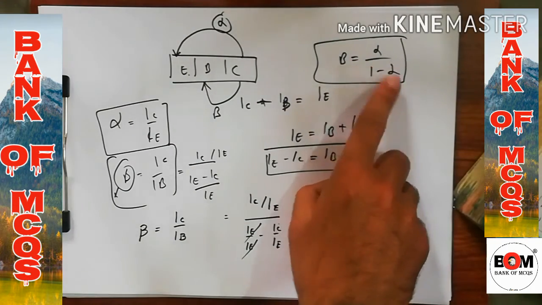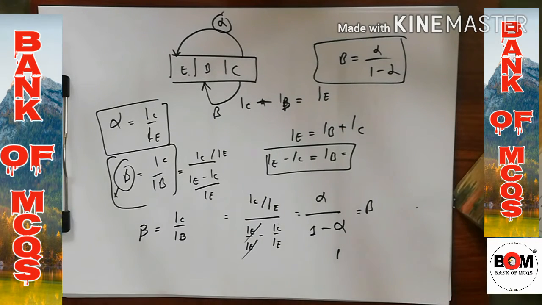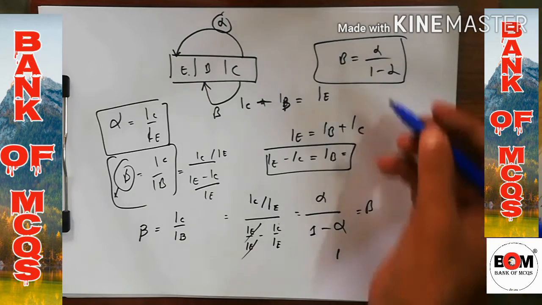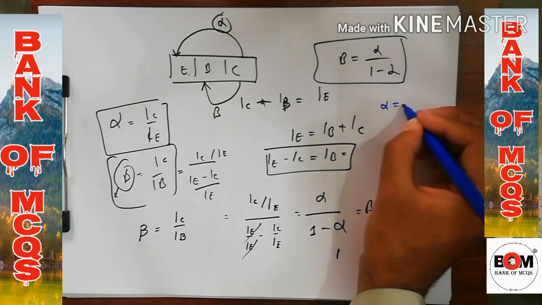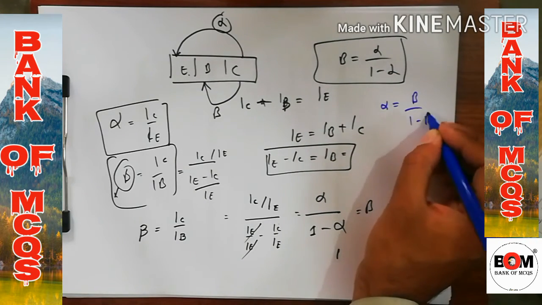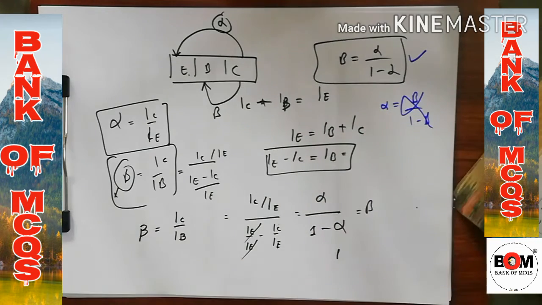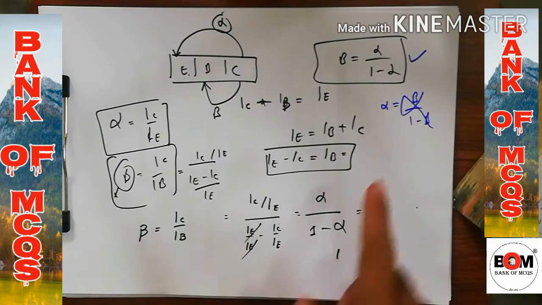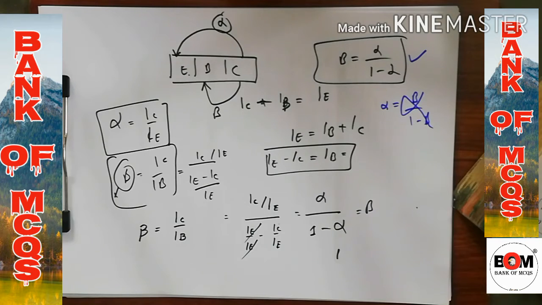This is the relation between alpha and beta. They can also ask us to choose the correct one: beta is equal to alpha plus something, or alpha is equal to beta divided by 1 minus beta. So this is correct and this is wrong. Beta is equal to alpha divided by 1 minus alpha.